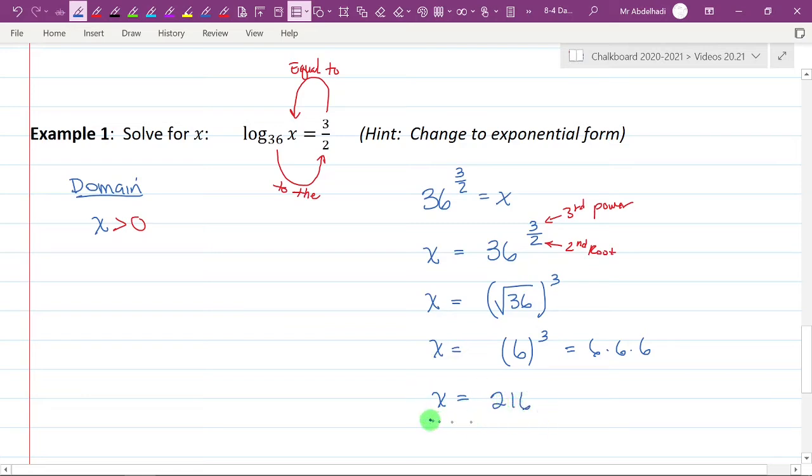Now, you look at 216 and you ask yourself, is this a valid answer? Well, does it violate the domain at all? No.